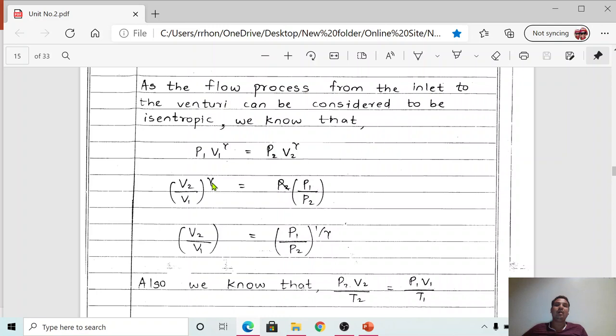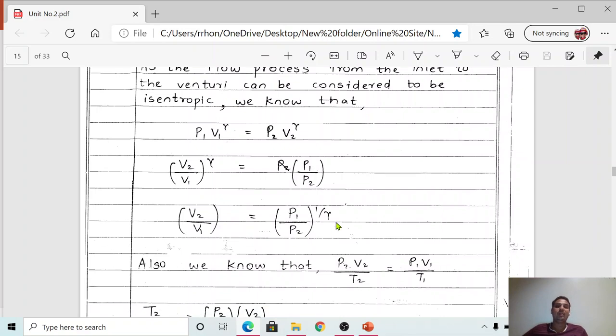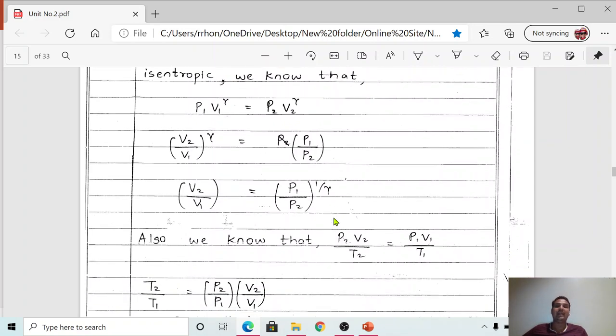Similarly, if we send this gamma to the right side of the equal sign, the V2 by V1 raised to gamma, when it comes to the right side, we can write P1 by P2 raised to 1 by gamma. This is according to the rules of the equation, so like that we can write the equation.